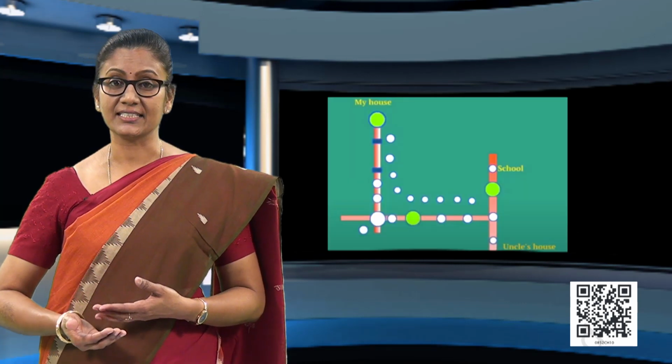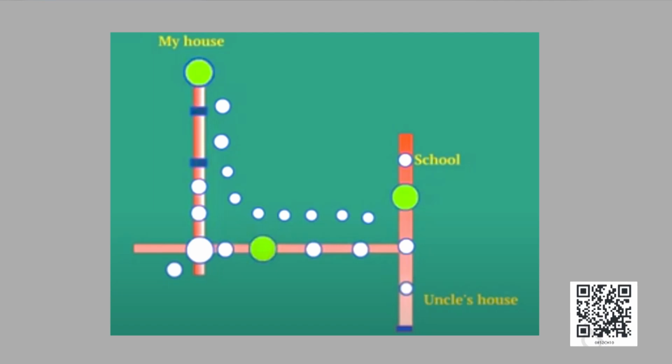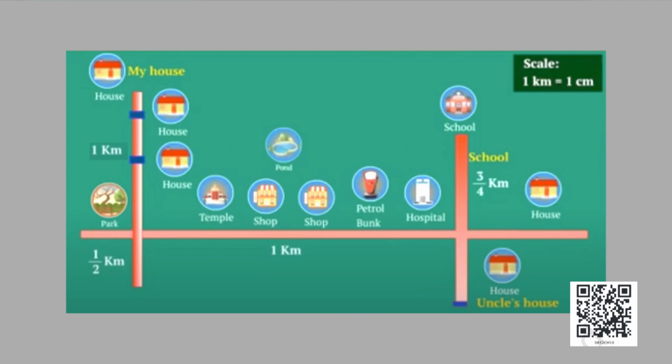Now, let us consider another map. Here, in this map, we are not able to find the distance between the house and the school. Why? Because the map is not drawn to a given scale. Now, let us consider this second map. Here, we can find the distance between any two given landmarks because this map is drawn to a given scale.